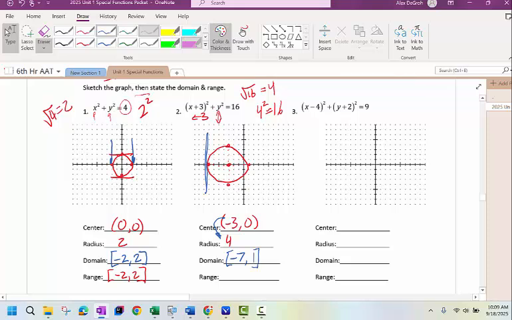But then the range is going to be different because it goes down 4 and up 4 from 0, right? So if I go with 0 and then a radius of 4 both ways, the lowest is going to be -4 and the highest is going to be 4.